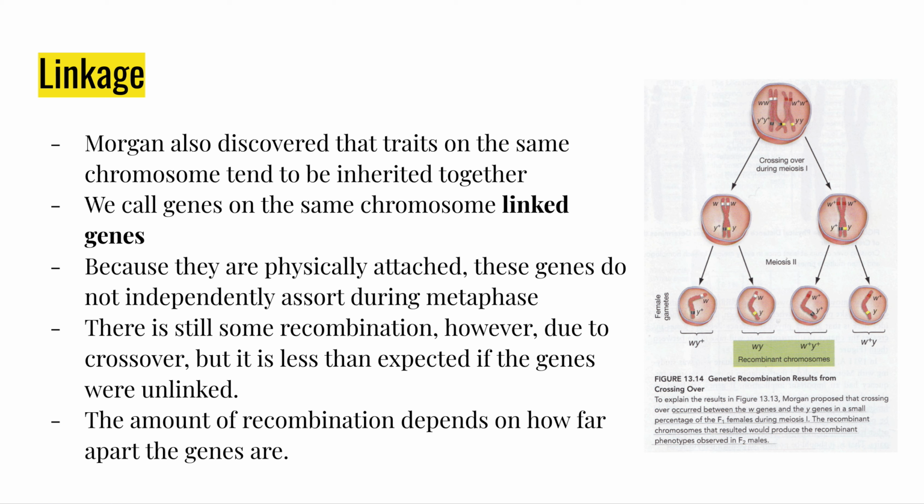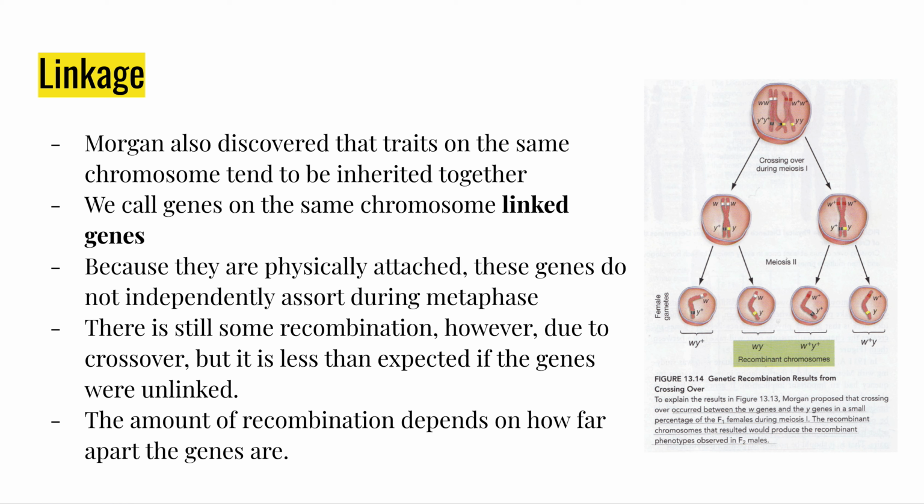So during metaphase, when all of the chromosomes line up in meiosis 1 and 2, they don't independently assort. They go to the same place. They have to, they're physically connected. So Morgan saw that unexpectedly those genes were influencing one another.